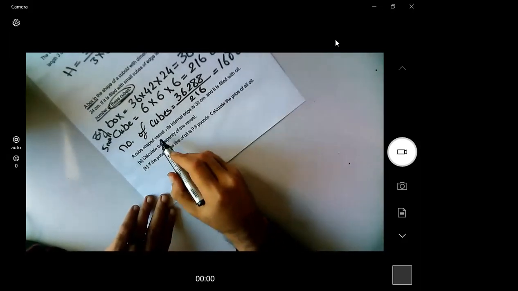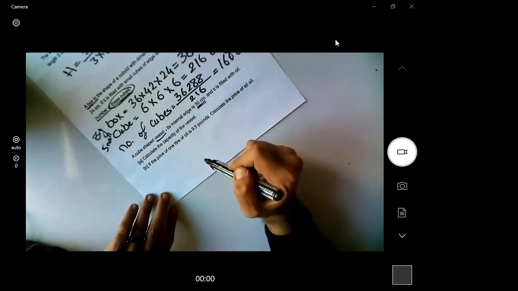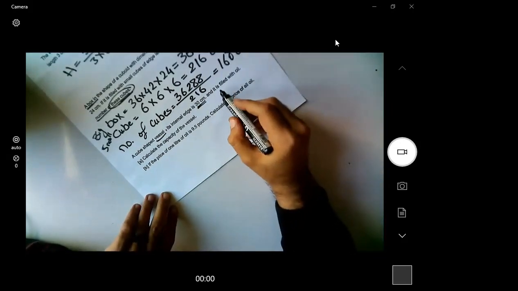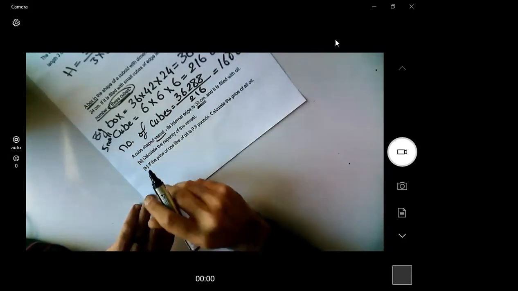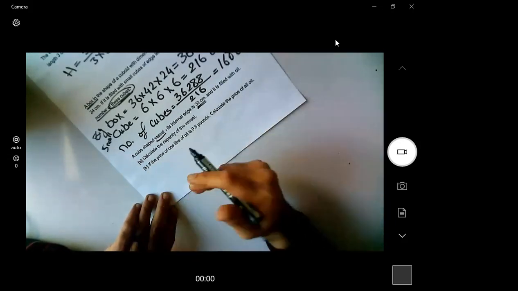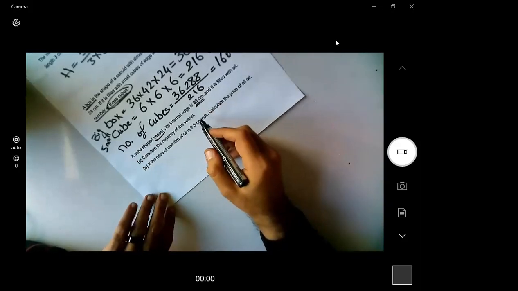A cube-shaped vessel. Its inner edge is 30 centimeters and it is filled with oil. Calculate the capacity of the vessel. It says calculate the capacity without saying find it in liters, so find the capacity in liters.